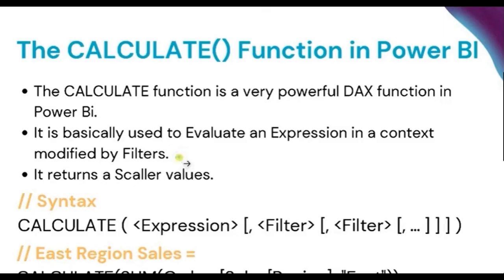Now what is the CALCULATE function in Power BI? Next question is. So the CALCULATE function is a very powerful DAX function in Power BI. It is basically used to evaluate an expression in a context modified by filters. It returns a scalar quantity. And the syntax is CALCULATE, expression. It may be SUM, FILTER, one filter, another filter, a third filter, and n number of filters we can use in the CALCULATE function. And if we want to calculate East region sales, what we need to write down is CALCULATE, SUM of orders, and within brackets the sales region where region is equal to East or West or North or South. So here we want to calculate East region sales. So it should be CALCULATE, SUM within bracket orders, then again bracket sales region and East.